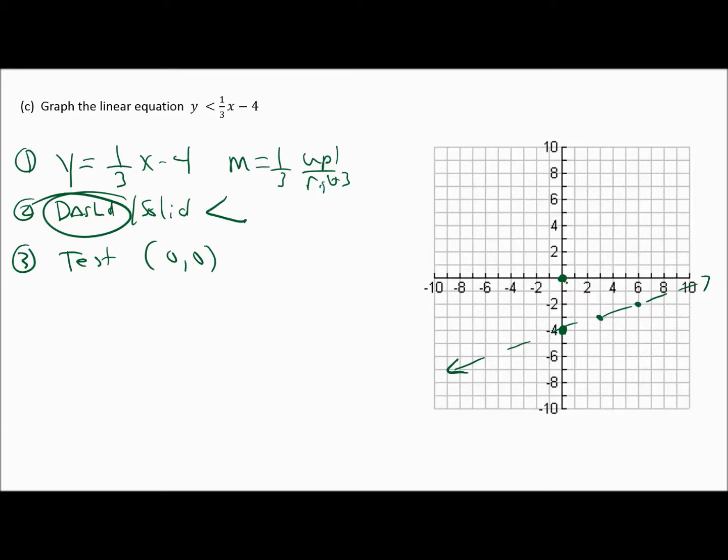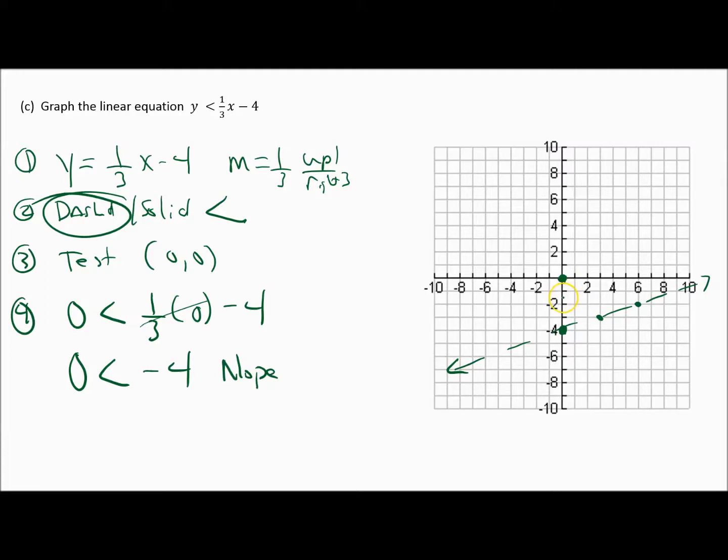So what am I going to do? I'm going to plug my test point into my original problem. So my y is 0. Is that less than 1/3 times 0 minus 4? And then you simplify. Is 0 less than, well, y'all, that's 0, right? Minus 4. Is 0 less than -4? Nope, it is not.